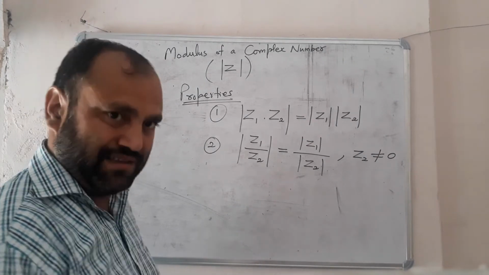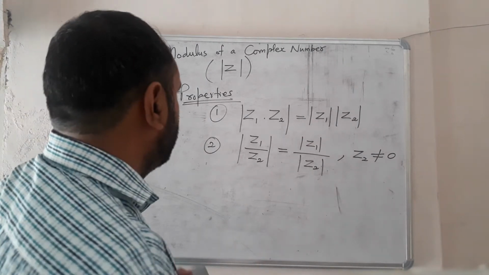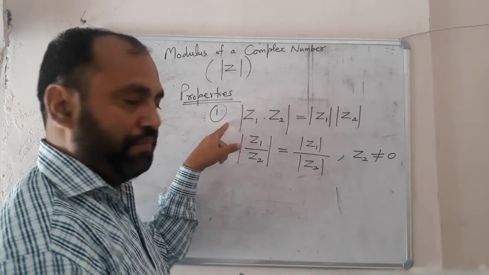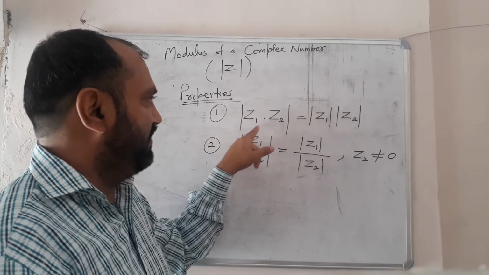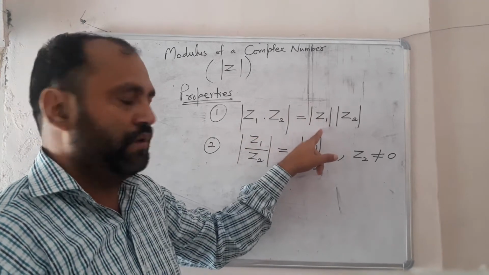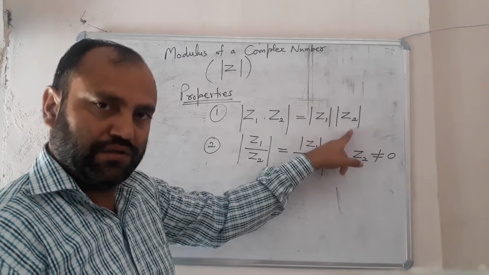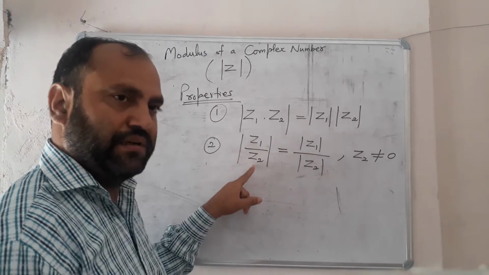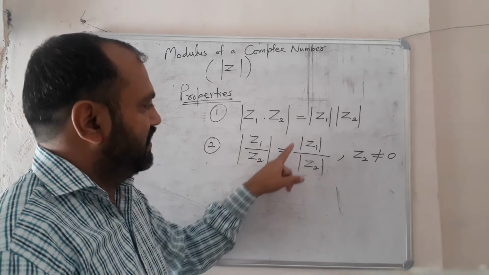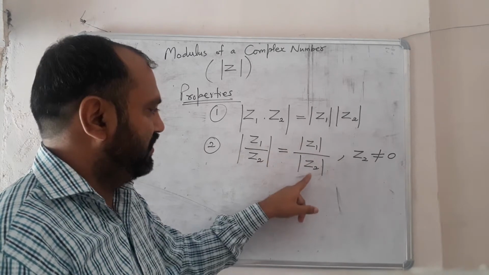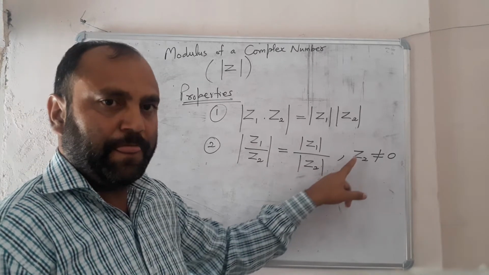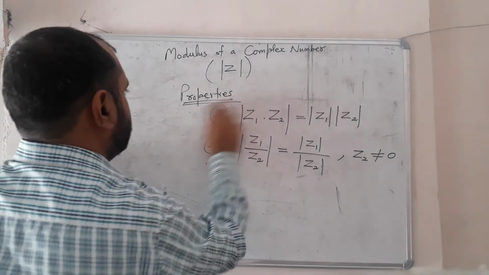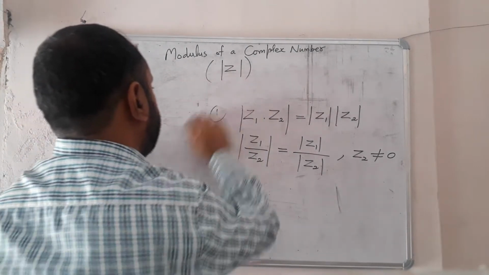Modulus of a complex number is denoted by mod Z, and the first property is modulus of Z1 into Z2 is equal to modulus of Z1 into modulus of Z2. And the second property is modulus of Z1 over Z2 is equal to Z1 mod over Z2 mod, provided Z2 is not equal to 0.